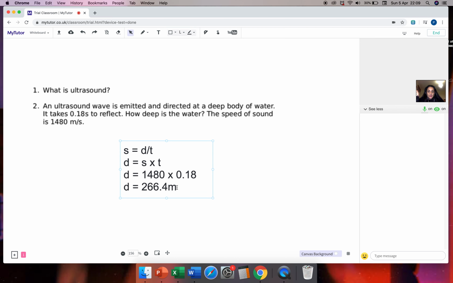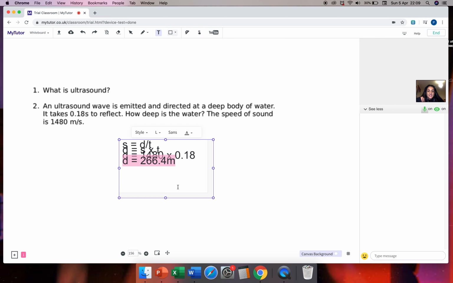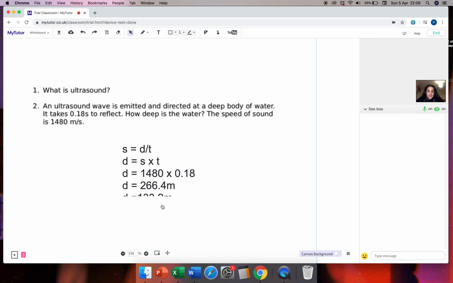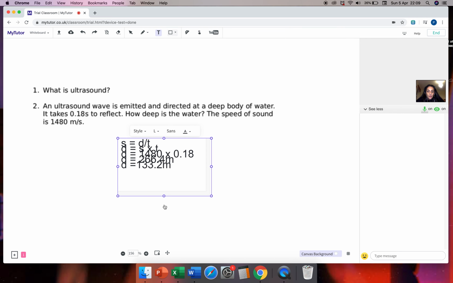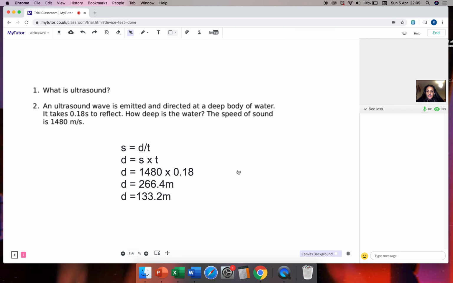Now it's important to remember that this is the distance that is travelled when the pulse goes down and back up. So to find just the depth, we need to halve this value, which gives 133.2 metres. So because the pulse travels down and back up again, we must halve the distance to find just the depth and not the distance as it goes down and back up again.